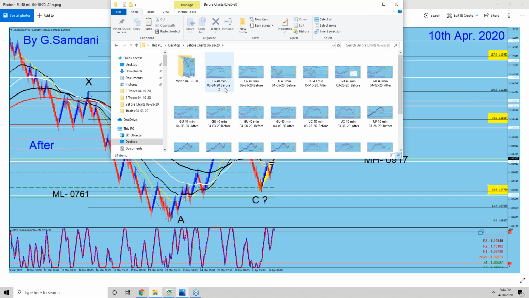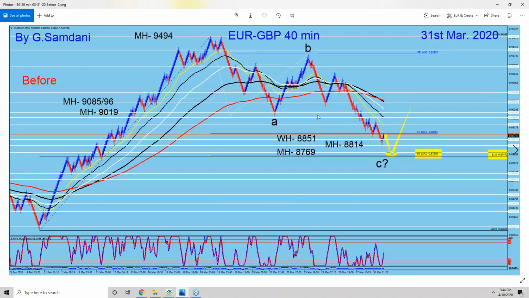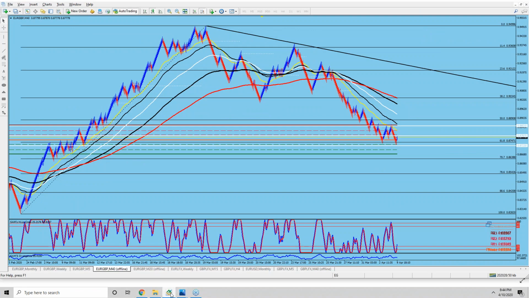I made this chart here. Look, this is what I said, that we're going to drop here around 61%, right? And then we're going to bounce from here. This is Euro Pound, right? The reason we're going to bounce from here is because Euro is going to get strong or Pound is going to get weaker, or both, right? So where we are now on this chart is this, okay?